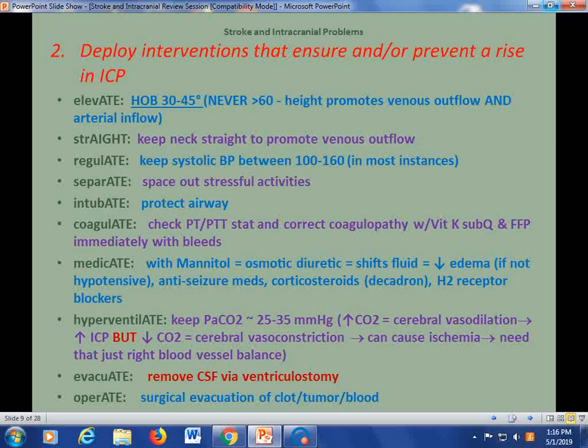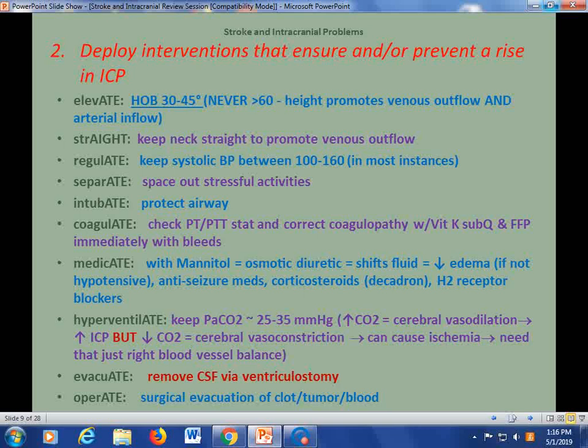We want to keep the neck straight to promote venous return out of the head, because that will reduce the volume that's in the head. We want to keep the systolic blood pressure up. I've got 100 there. That's probably semi-normal, but remember Dr. Reed's rule, it has to be 90 or above. Space out stressful activities.